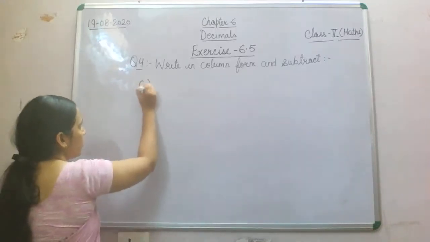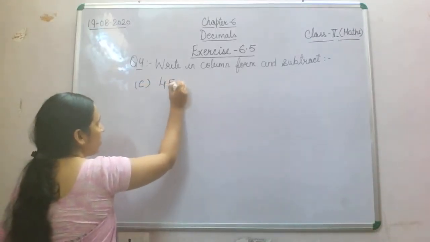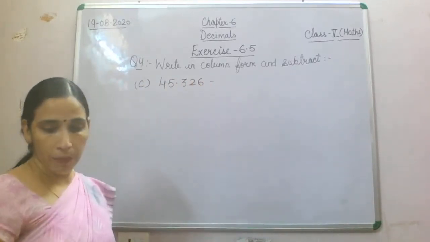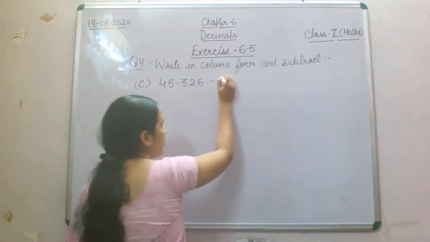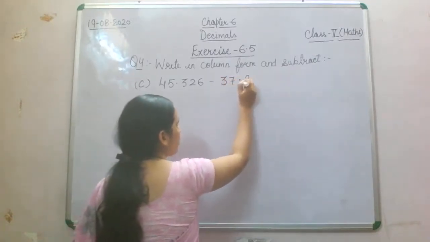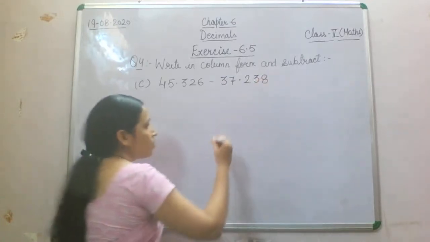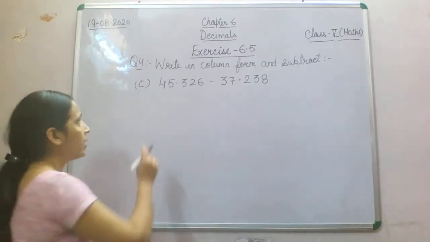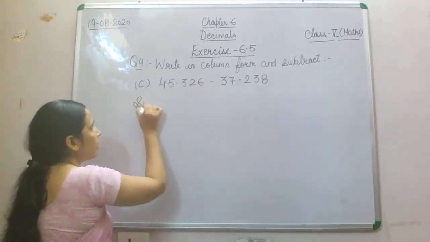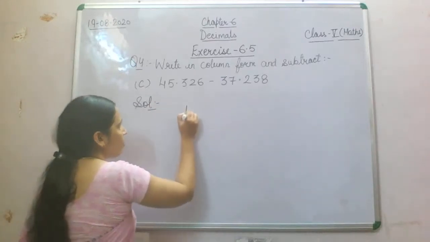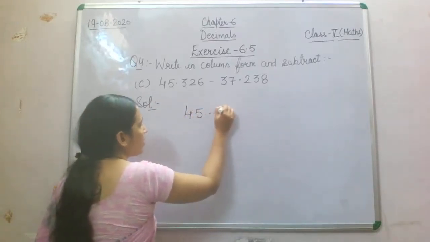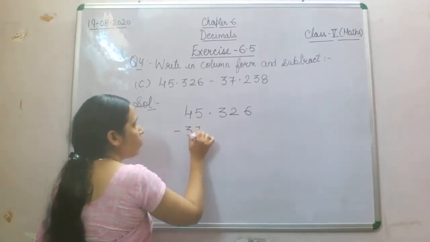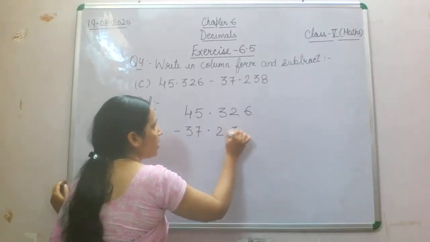C part is 45.326 minus 37.238. So this is your number, and let's see how we are supposed to do it. Now, the bigger number is given, so this bigger number you will write first: 45.326, minus 37.238.